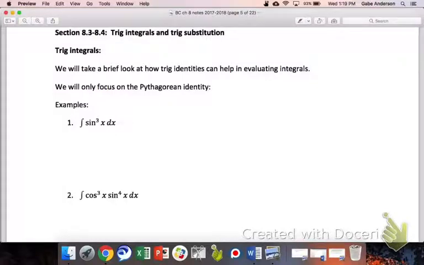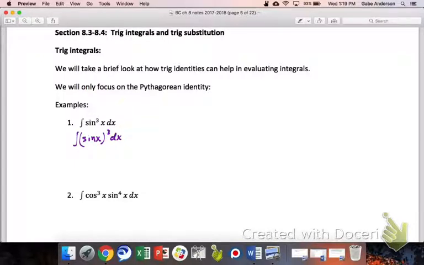Okay, so if you look at number 1, and you see it's sine cubed of x, it might be handy to rewrite that, just so you can see what's really happening. It's the integral of sine of x, quantity cubed, dx. And maybe if you rewrite it like that, you can see the issue that's brought up here, right?